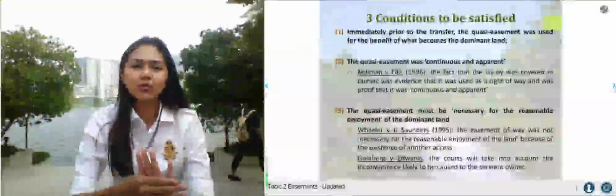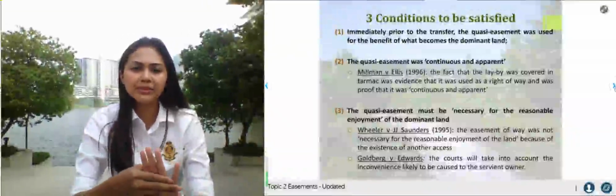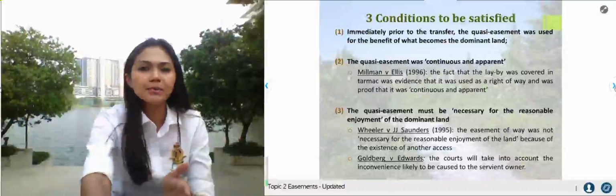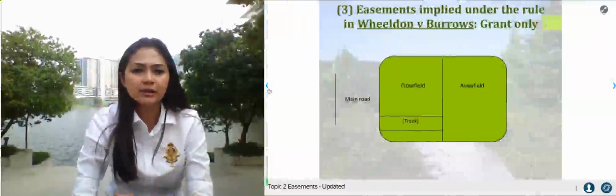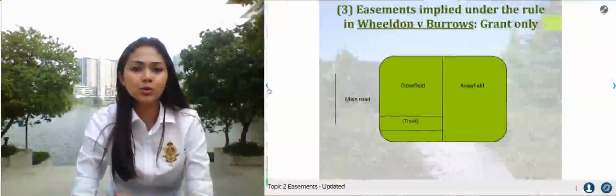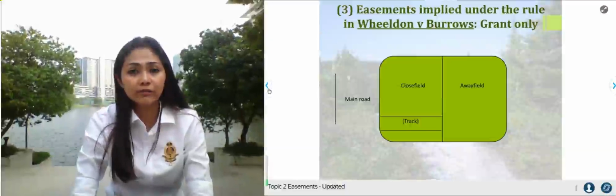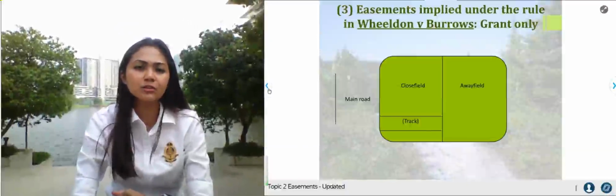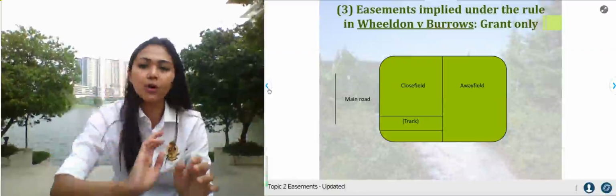So in order for you to claim that you have an easement by way of Wheeldon and Burrows, you need to prove that prior to the transfer of one plot, let's say in this example, the owner is McAdams. McAdams owns Closed Field and Away Field, and subsequently he wants to sell Away Field. So the new purchaser of Away Field will be claiming whether or not he's entitled to the track on Closed Field, whether or not there was an easement by way of Wheeldon and Burrows.